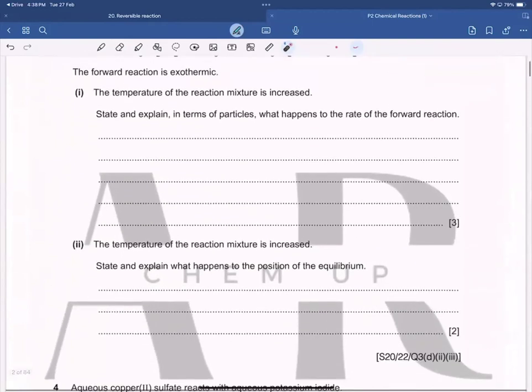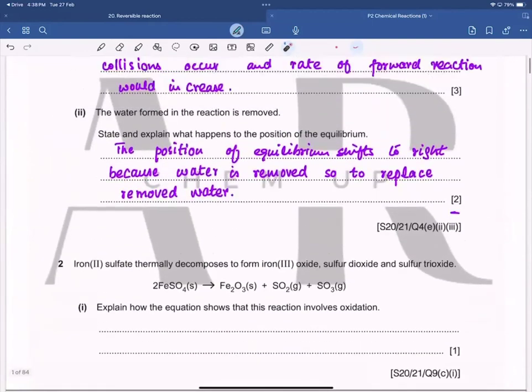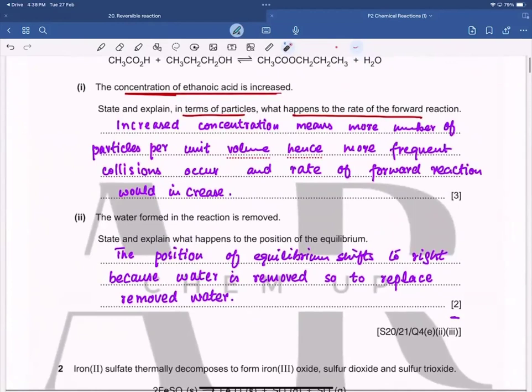Okay. Sir, I am not understanding the first one a little bit. And first, what they ask you, they just informed you that the concentration is increased, right?